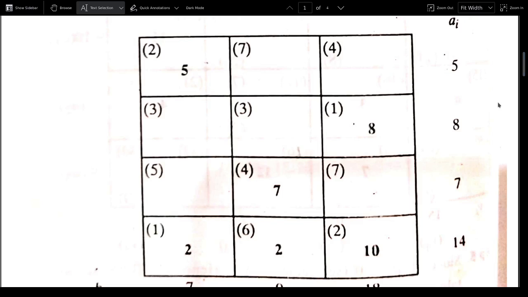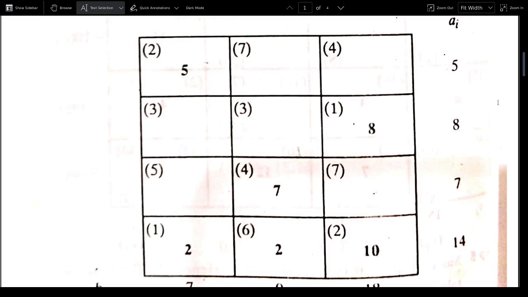In this way, the third row is 5, 4, 7. Here the lowest cost is 4, the second lowest cost is 5, so the penalty is 1. Then 1, 6, 2. The lowest cost is 1, the second lowest cost is 2, so the difference is 1. Similarly, for the first, second, and third columns, we find out the penalties.